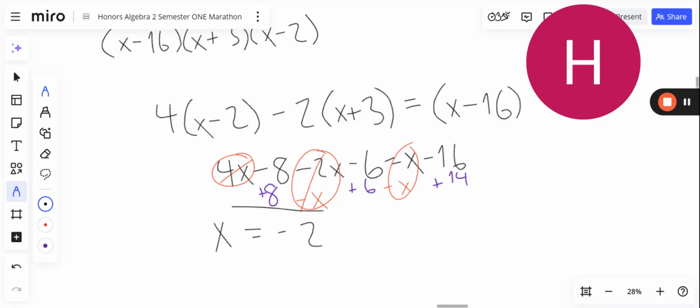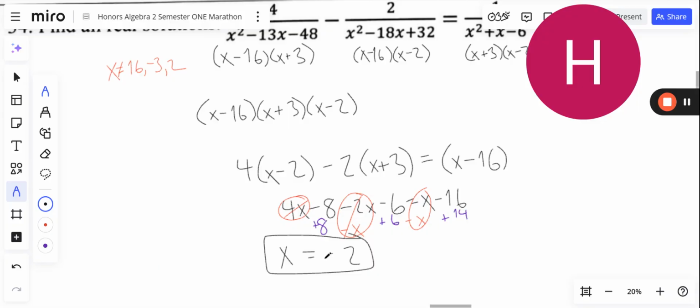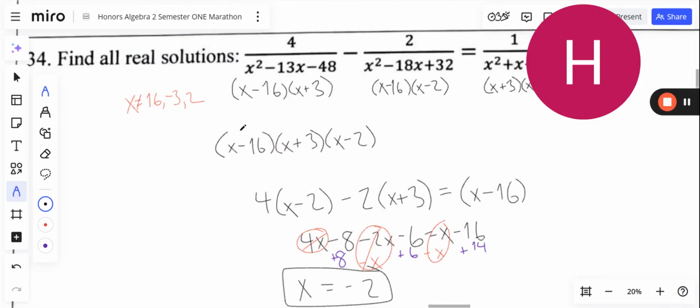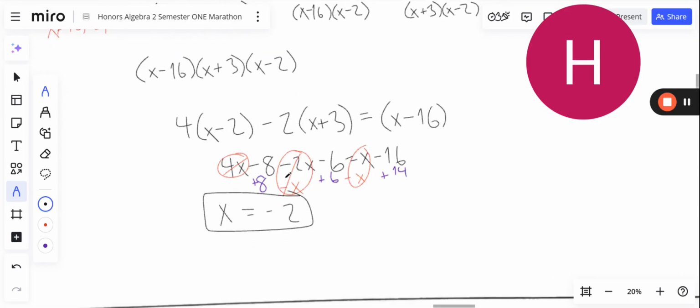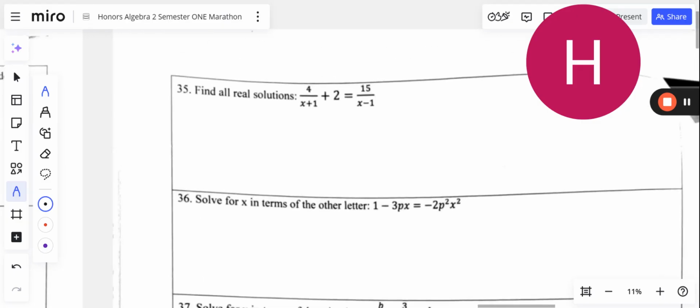x equals negative 2. Was that excluded? No, I think positive 2 is excluded. So this is a valid solution, but you do want to check every time. Make sure you're not getting something that's going to cause a 0 in the denominator of a fraction. All right, let's keep it cranking.